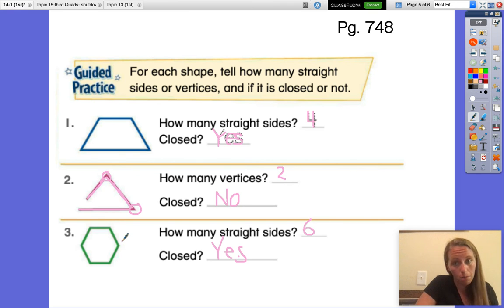We need closed shapes. So I want you to turn to page 749 and complete the independent practice problems on your own.